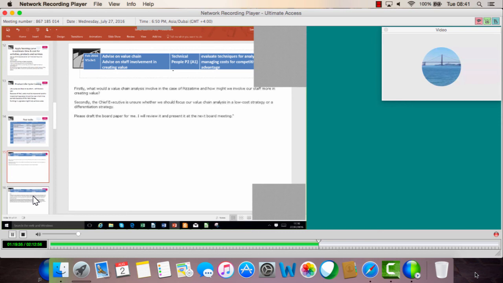Well, if I change those words to what would a value chain analysis involve in the case of Sparkspace, and how might we involve our staff more in creating value, I could have one of the questions that's going to come up in August. It's a fairly straightforward way of asking the question. Fair enough, the individual detail in the answer is going to differ because we're dealing with a different company that's dealing with a different type of product.